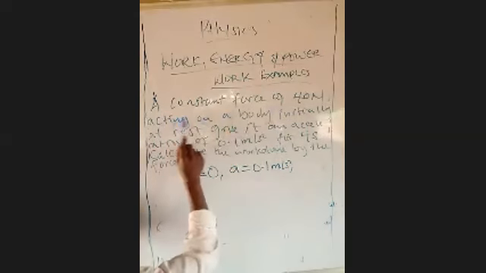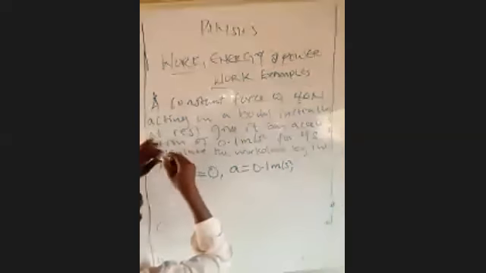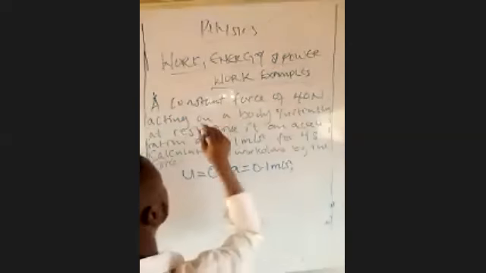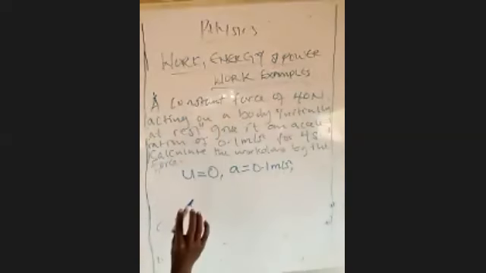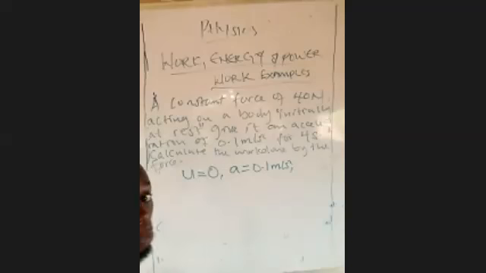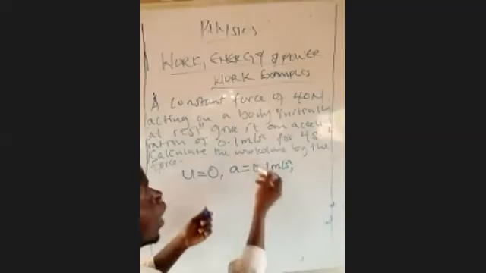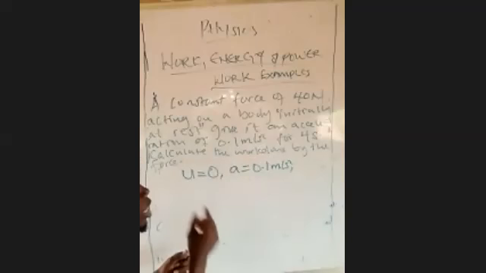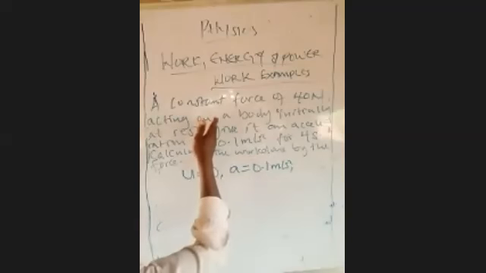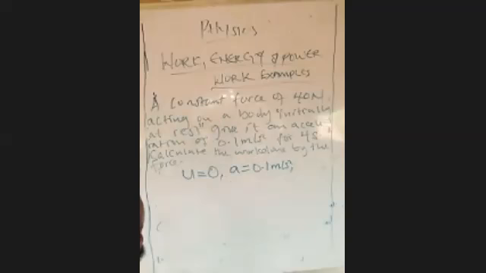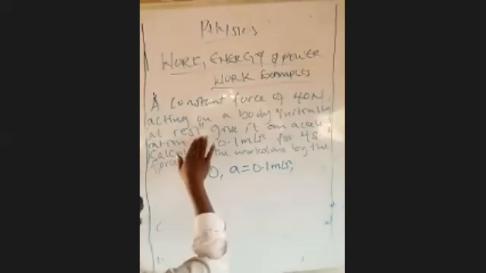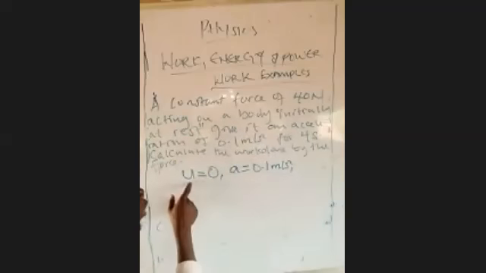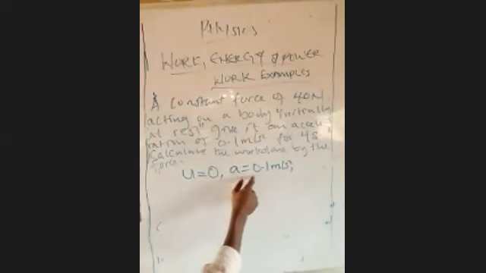Because the question says the body is initially at rest, u will be equal to 0, and we have to put it. When we start applying the equation of motion, we will need this velocity, because here the velocity is given already. When the body is at rest, the velocity must be 0, and initial velocity is u, which is 0.